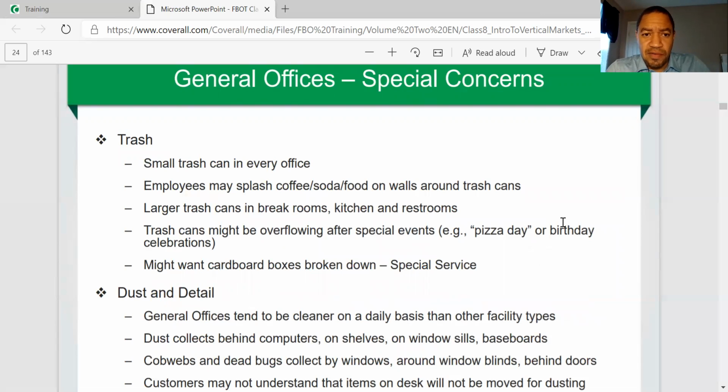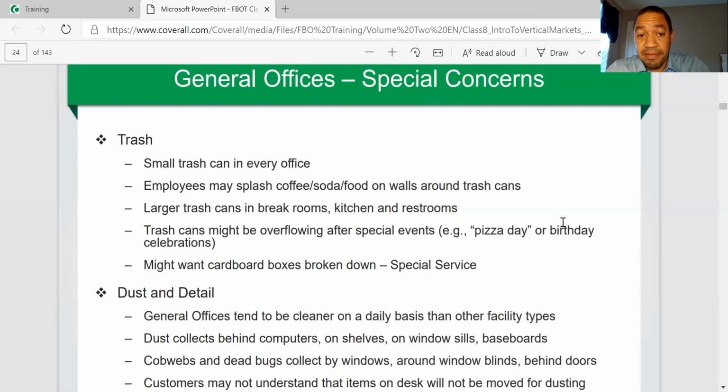Special concerns in the general office could be the trash, because they have a lot of trash. Small trash cans probably in every office and every cubicle. The employees can get messy sometimes by spilling things like coffee and soda and food on the cubicle walls and missing the trash can. They can have big, large trash cans in the break rooms, the kitchens and the restrooms, which can fill up and get dirty real quick. They could be overflowing if they have special events like a pizza day, a celebration, or a birthday.